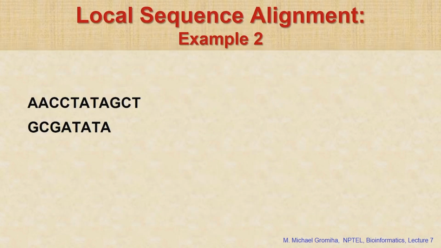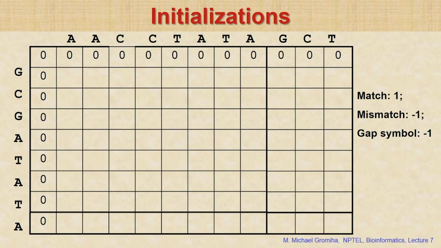I will give you another example. Here these are two sequences, this is sequence 1, this is sequence 2, and how to make the alignment. For simplicity I put the match score equal to 1, mismatch score equal to minus 1, and gap equal to minus 1. So, what is the value?